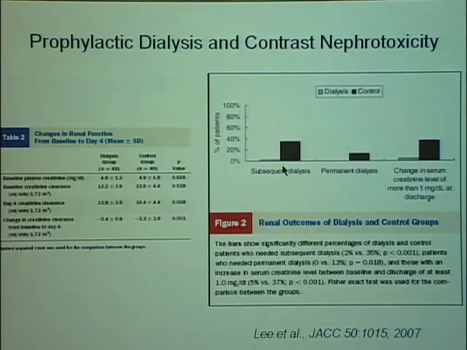I don't know if you're going to be able to see this, but the bars are so small you can't see them. The patients who got dialysis had a very low percentage who required dialysis for acute renal failure, whereas of those patients who did not get the prophylactic dialysis, about 40% had acute renal failure and required dialysis. About 10% or so of the patients who did not get prophylactic dialysis required long-term dialysis, whereas nobody who got prophylactic dialysis went on to ESRD.